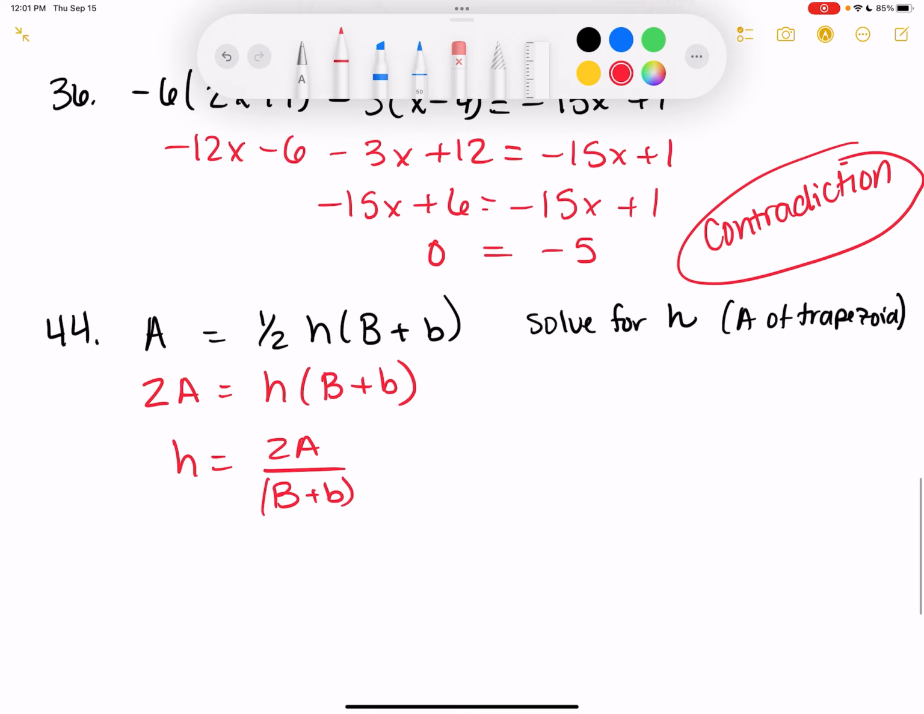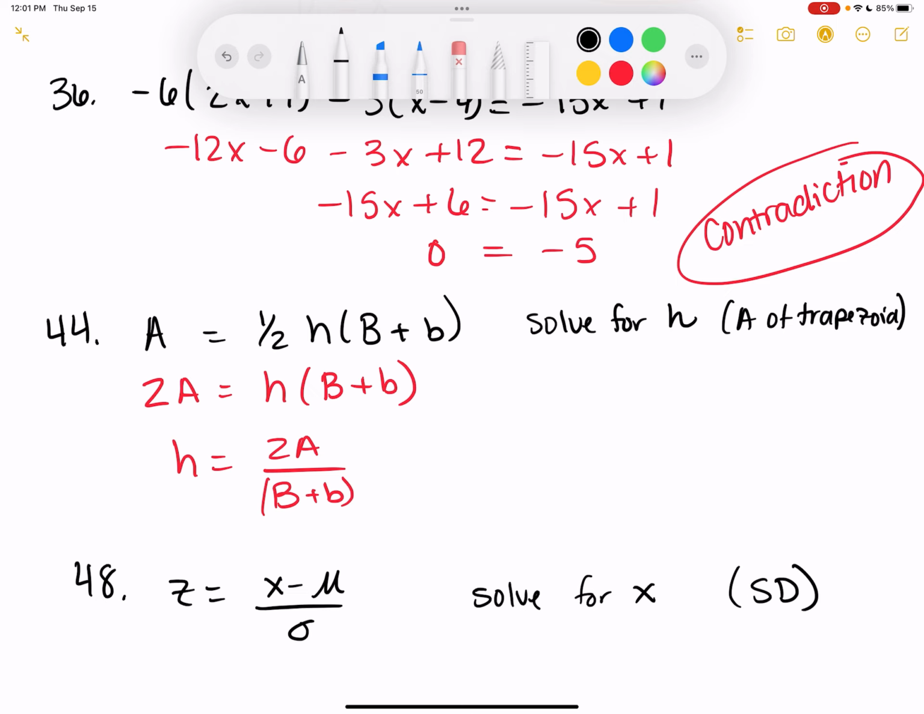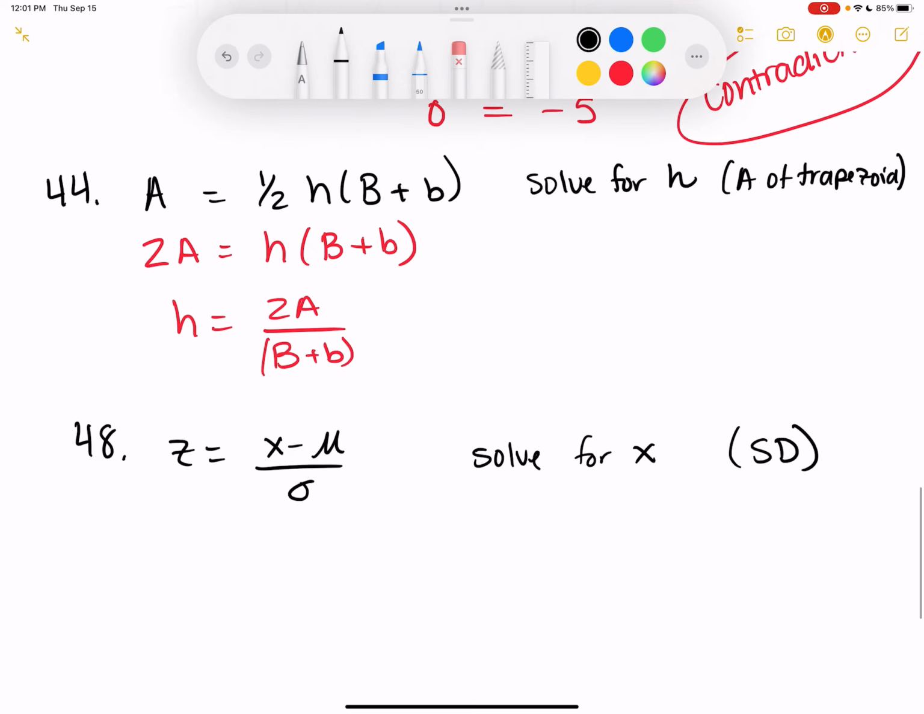Let's do one more. Get Ethan ready for stats today. Z equals x minus mu over sigma. Solve for x. This is the standard deviation, so multiply by sigma. Multiply by sigma, so z sigma equals x minus mu.